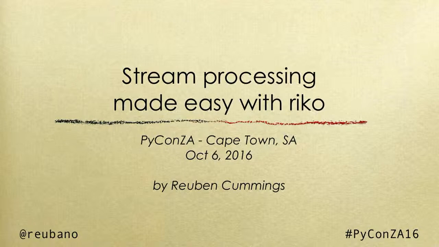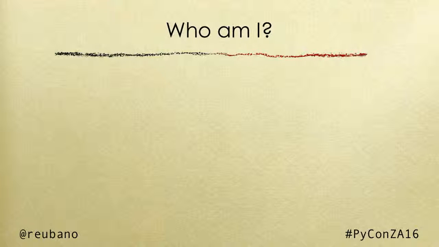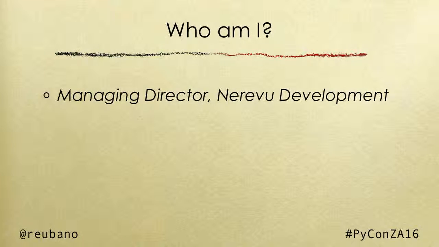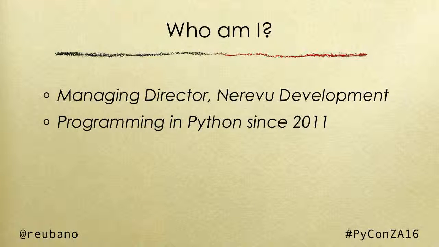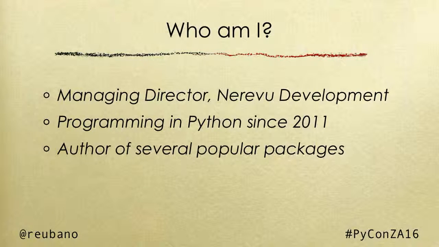Okay, so first off, I'll just introduce myself. Currently, I'm the managing director of Merge Development. It's a software development firm focused on backend systems and data analysis. I've been programming in Python since about 2011, so around 6 years so far. I'm the author of several popular packages, one of which I'll mention in this talk today, which is Riko.